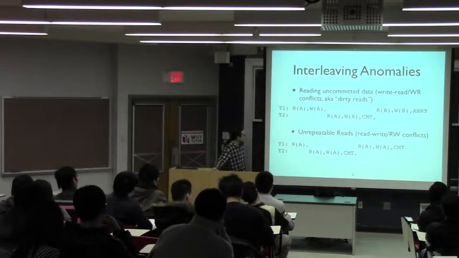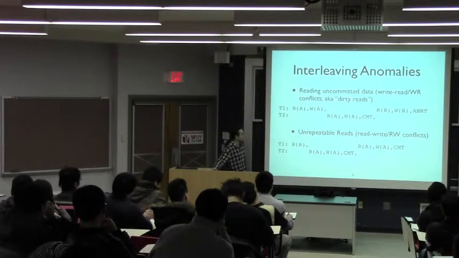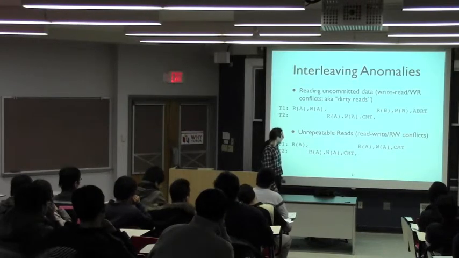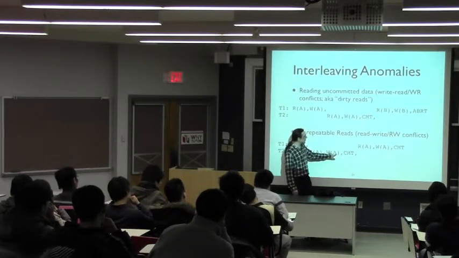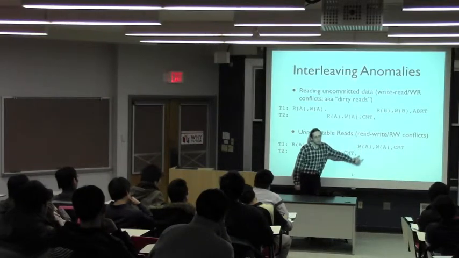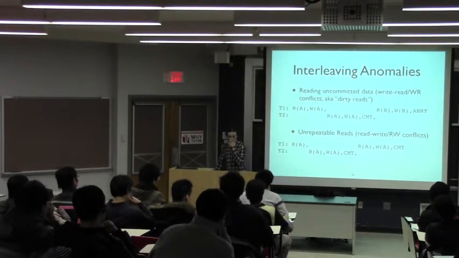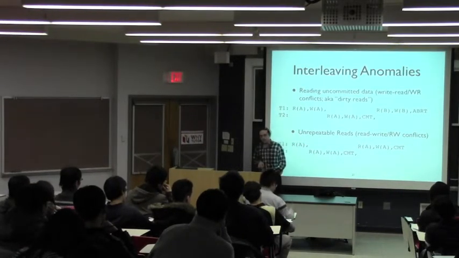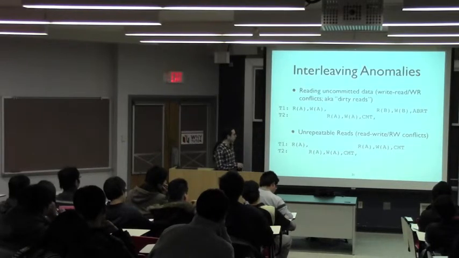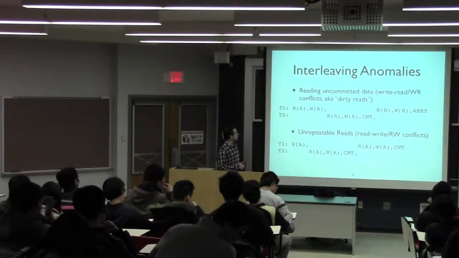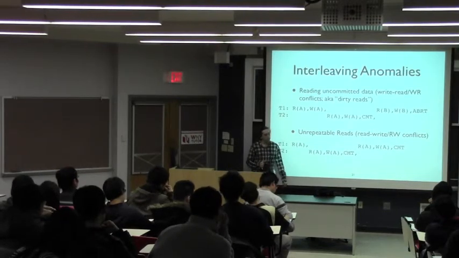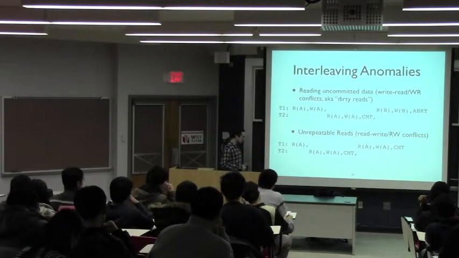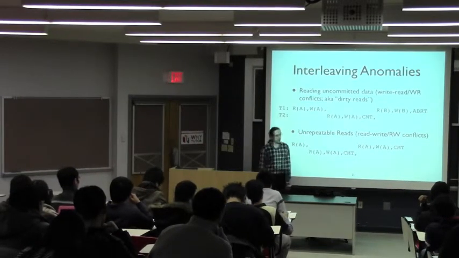The second possibility is that you do two reads in a transaction. So transaction one, for example, reads from variable A. Transaction two comes along, modifies A, and then transaction one comes along and reads the value of A again. Well, now you have two reads that have read different values. And this in turn means that transaction one can neither come before nor after transaction two. This is known as an unrepeatable read or a read-write conflict because you have a read followed by a write.